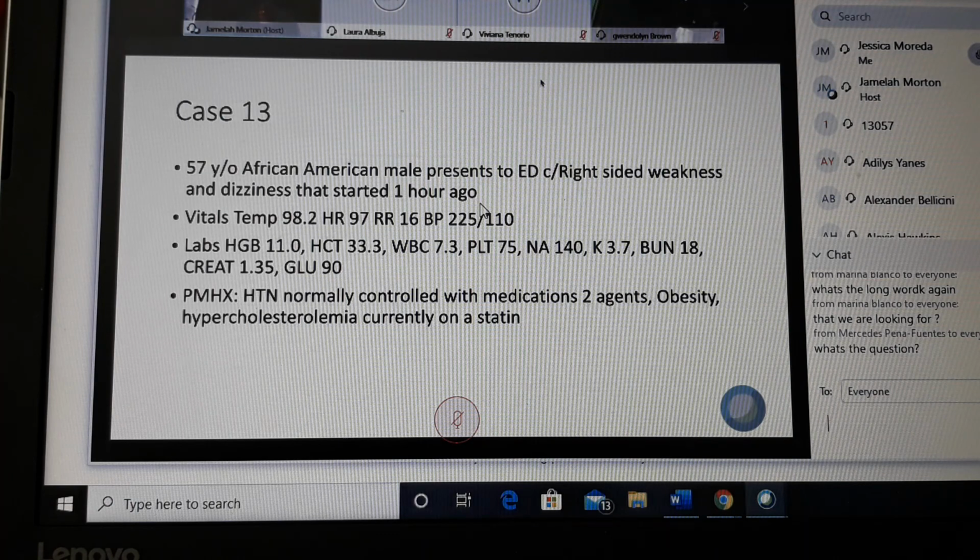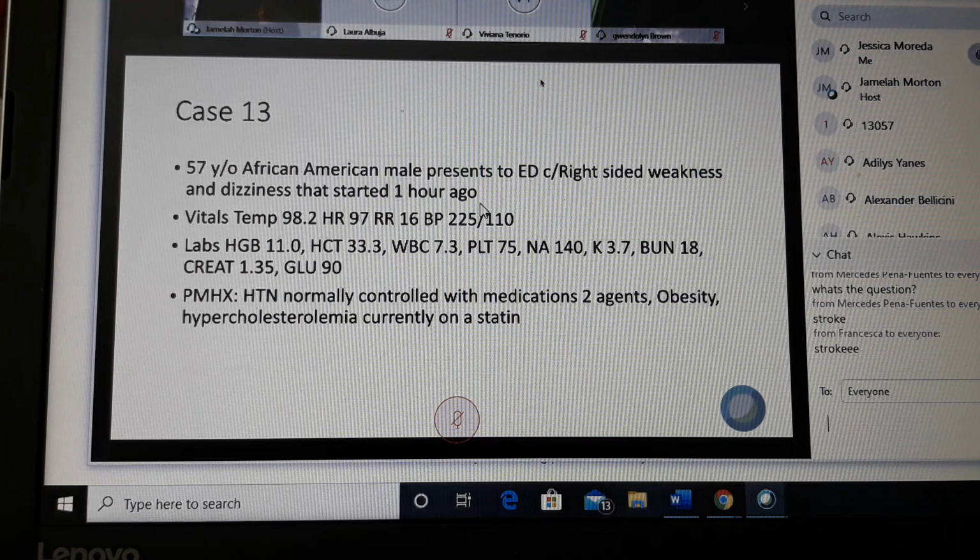Hemoglobin 11, hematocrit 33, WBC 7.3, platelet count is 75. Sodium is 140, potassium is 3.7, BUN is 18, creatinine 1.35, glucose is 90. Past medical history is hypertension, normally controlled with 2 agents, obesity, hypercholesterolemia, and he's currently on a statin.